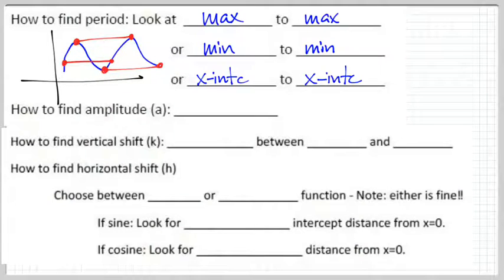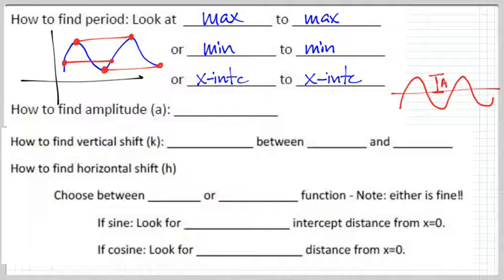So any one of these measurements would give us the period, which we can then use to find the value of B, the horizontal stretch factor. To find the vertical stretch factor, we look at our amplitude, and remember, amplitude is 1/2 of the total swing.